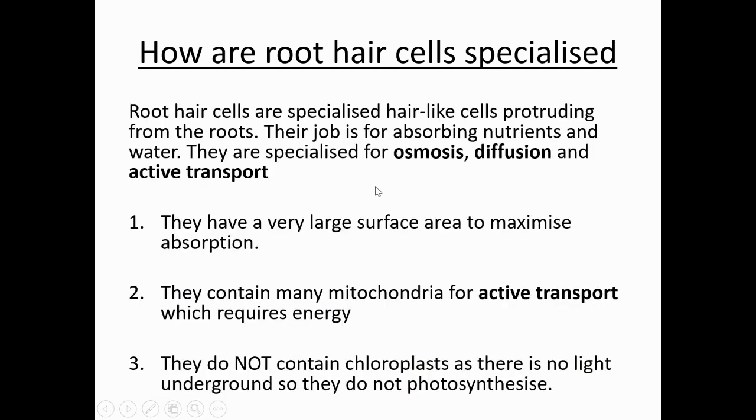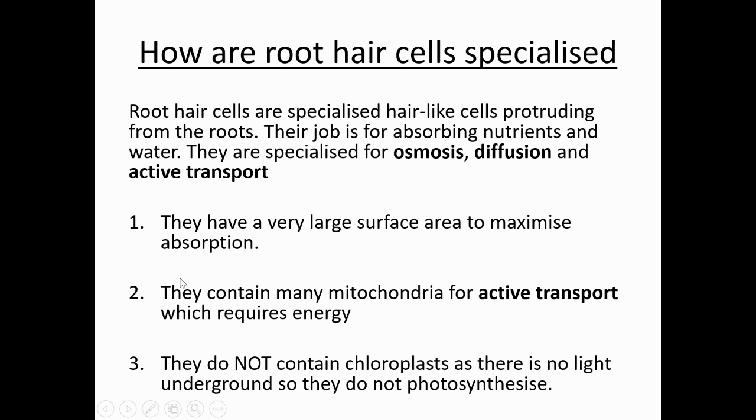Simple as that. So, root hair cells are specialized hair-like cells protruding from the roots. Their job is absorbing nutrients and water. They are specialized for osmosis, diffusion, and active transport. Now, these three words are three new keywords that we haven't probably come across yet, and we are going to need to know the definitions of those by the end of today's lesson. We'll go through those over the next slides. However, what you need to know for now is that osmosis, diffusion, and active transport are just three types of absorption. So root hair cells are designed for absorbing.